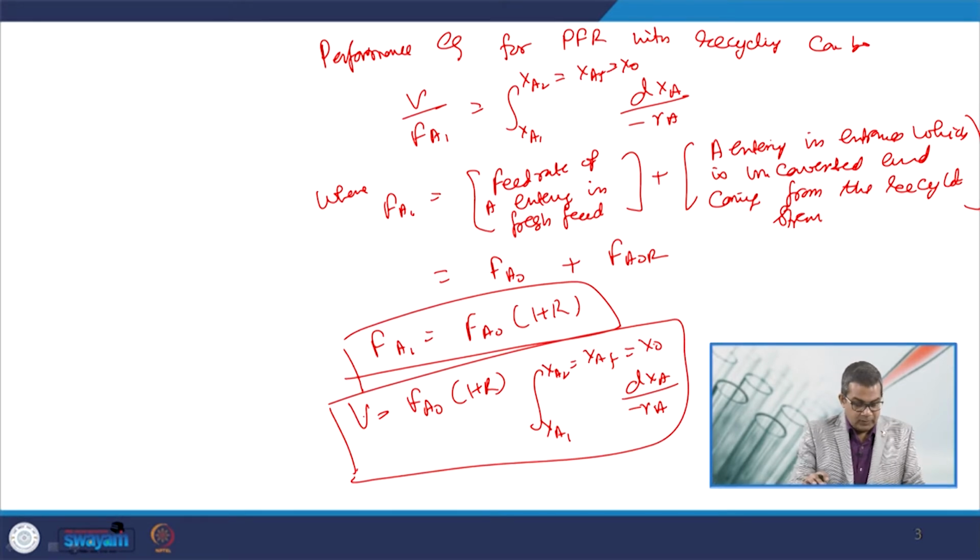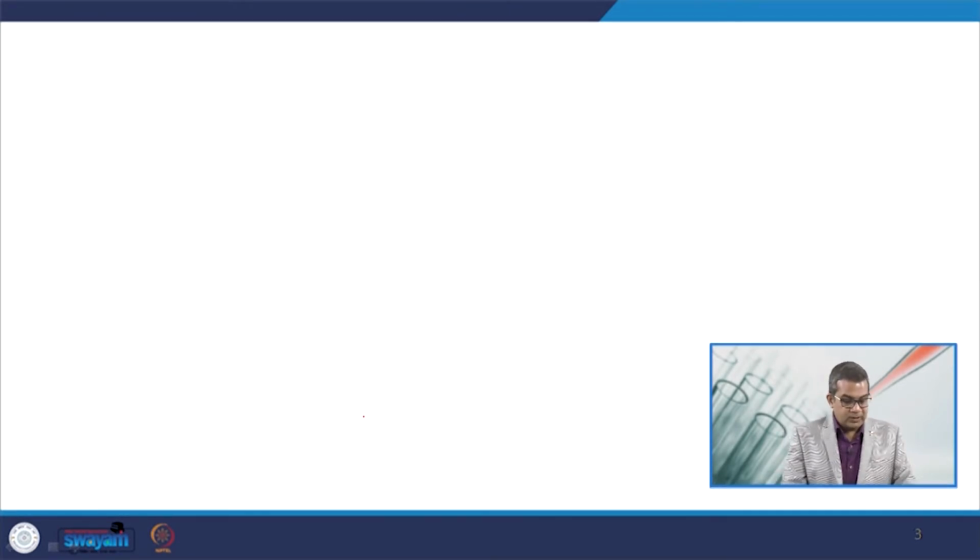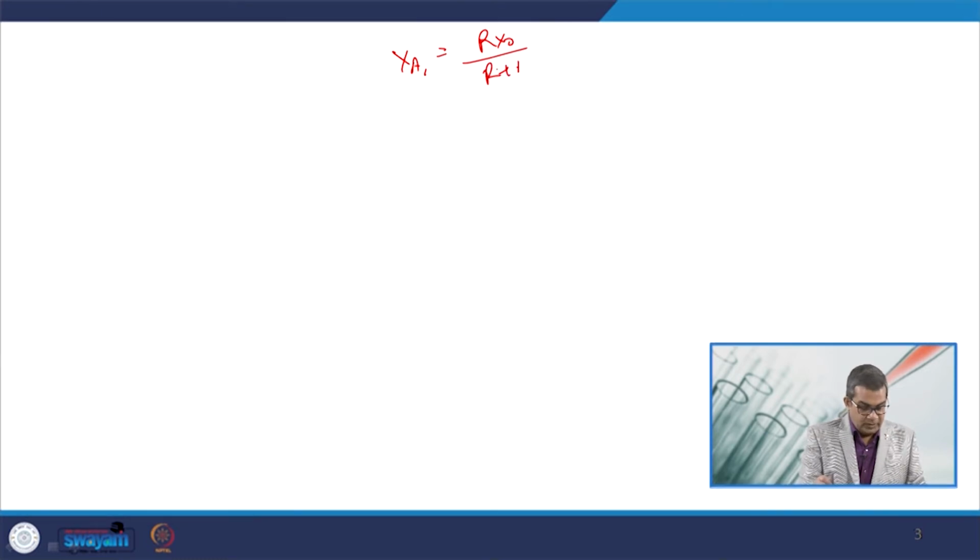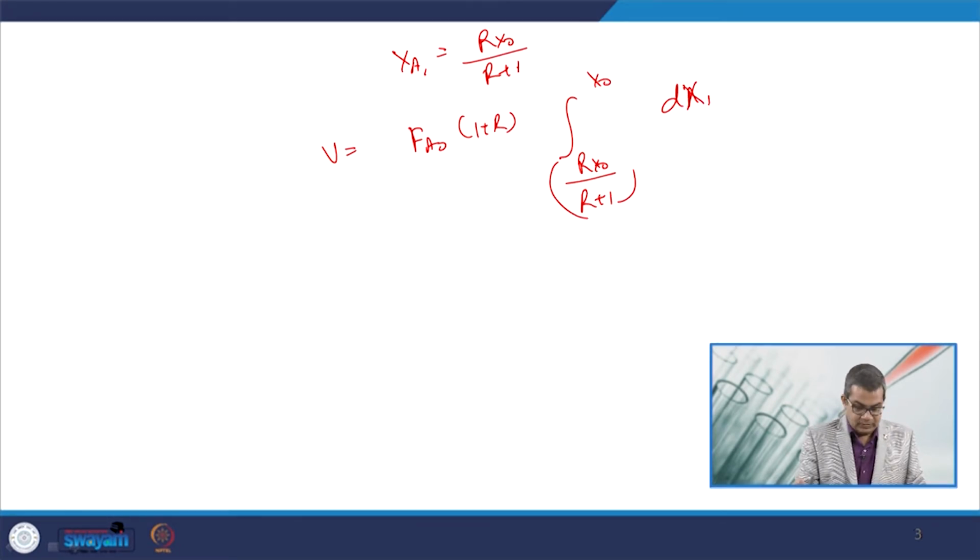Now, this form of equation in terms of conversion can be used for any epsilon, that is, for a varying volume system. So, if we say that XA1 is equal to R X naught upon (R plus 1), then V is equal to FA naught (1 plus R) times the integral from R X naught upon (R plus 1) to X naught of dXA upon minus RA.